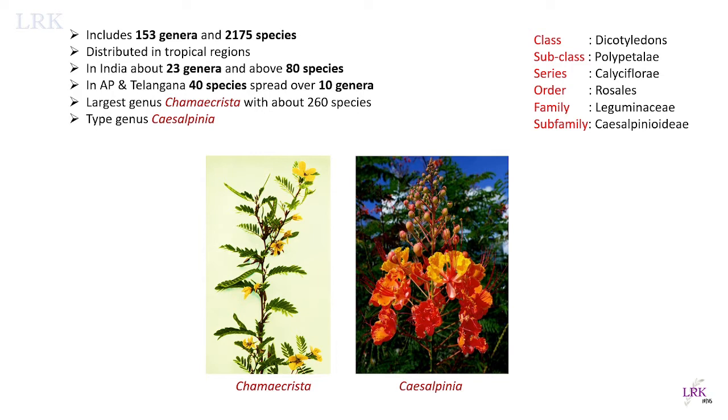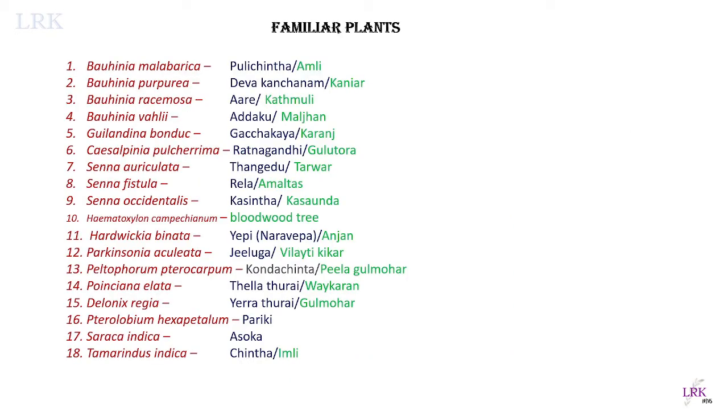The largest genus is Camacrysta. You can see here, this is Camacrysta genus. It is the largest genus with 260 species, and the type genus is Caesalpinia. This is the Caesalpinia pulcherrima. So the type genus is Caesalpinia, and the largest genus in this subfamily is Camocrysta with about 260 species. And some of the important plants or familiar plants of this subfamily we will see with images.